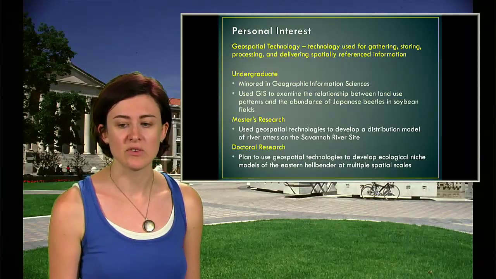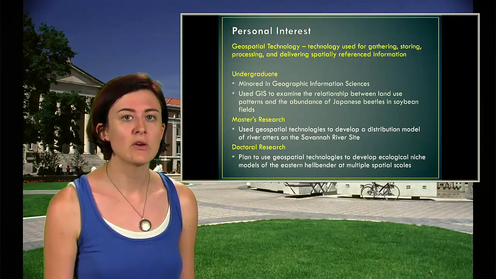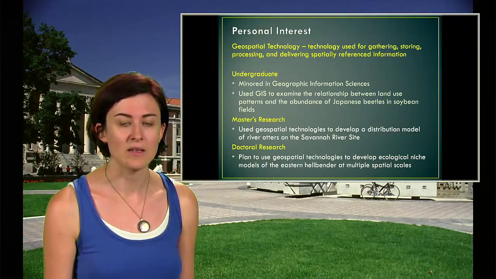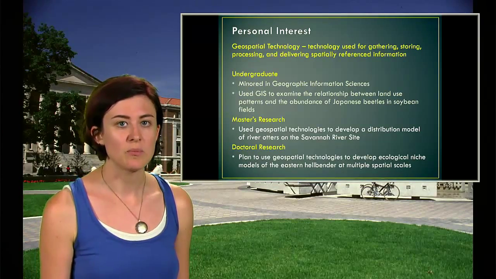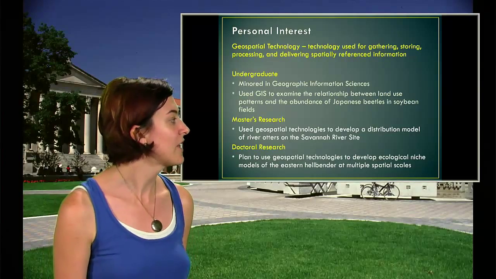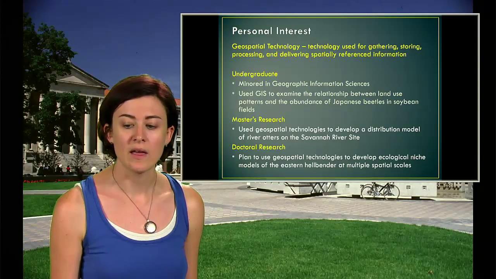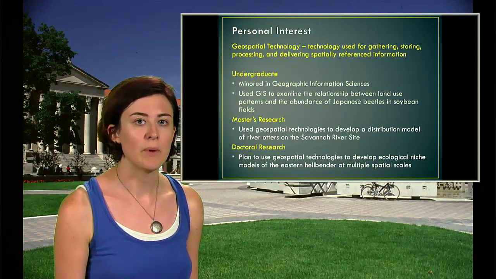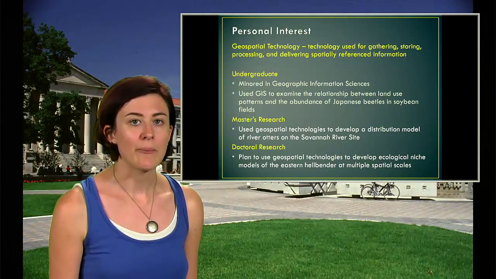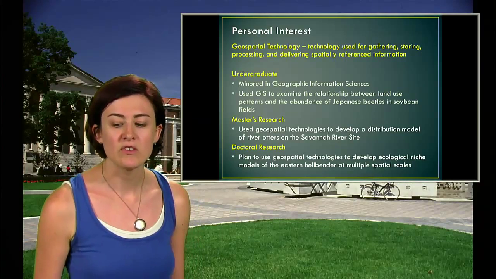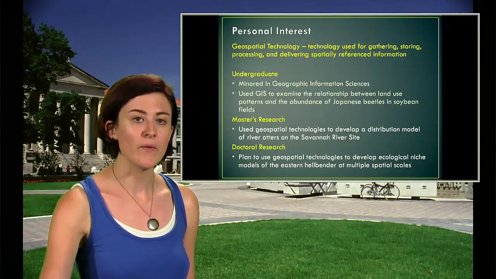So I have a personal interest in geospatial technology. I have an ecology background, but I minored in geographic information sciences as an undergraduate at Eastern Illinois University. While I was there, I used GIS to examine the relationship between land use patterns and abundance of Japanese beetles in soybean fields. I also did my master's research at Eastern Illinois University, where I used geospatial technologies to develop a species distribution model of river otters on the Savannah River site. Now I'm here at Purdue working on my doctorate, and I will be using geospatial technologies to develop ecological niche models of hellbenders at multiple spatial scales.